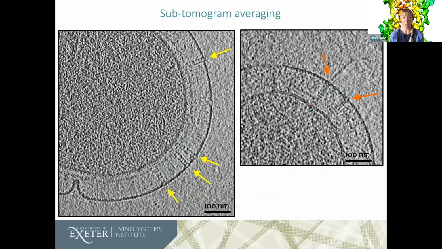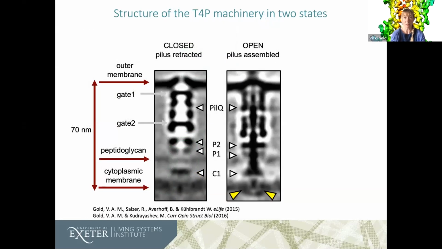On close inspection of the membrane region, we can identify protein complexes in the periplasm, of which we could see two forms. On the left, we have complexes in the absence of a pilus, and on the right, in the presence of a pilus. As I mentioned in the previous slide, we could extract these subvolumes, align them and average them together to generate two structures. And this is the result. So we have a closed state complex and an open state complex in the presence of the filament.